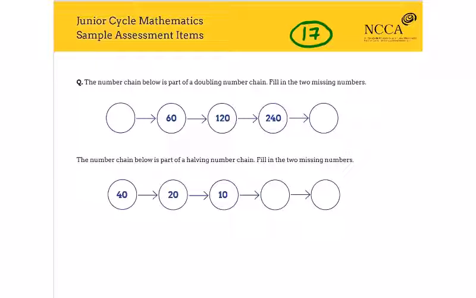This is the Junior Cert assessment item number 17. This is a number chain. It tells us it's a doubling number chain. What happens if we double 240? What happens if we double 24? We get 48. So 240 is 480.